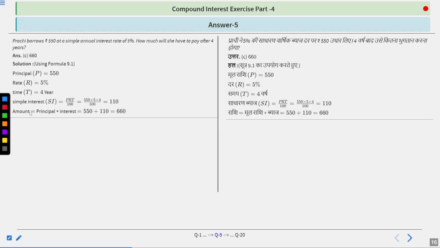But we have to find how much she will pay, that is, we have to find the amount. Amount is equal to principal plus interest. Principal was 550 and interest is 110. So 550 plus 110 is equal to 660. That means option C, 660 is the correct answer.